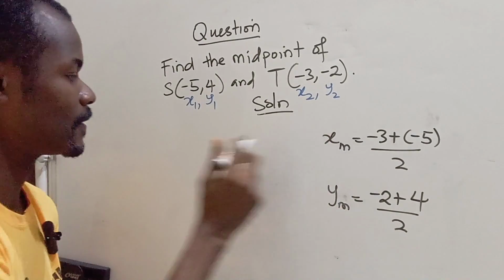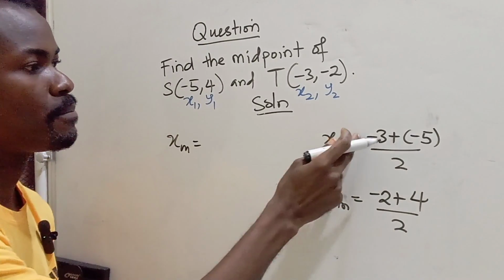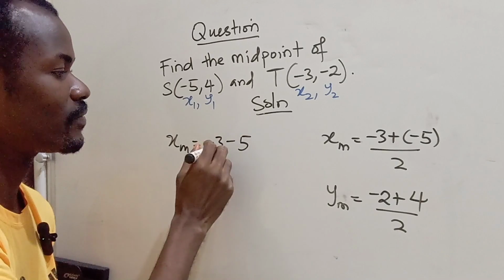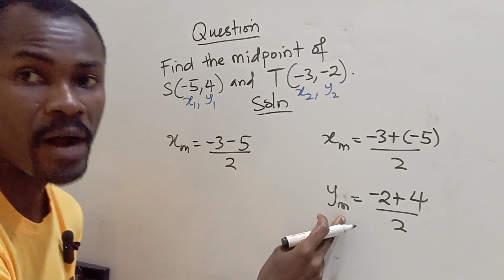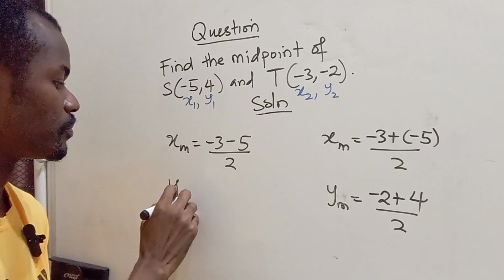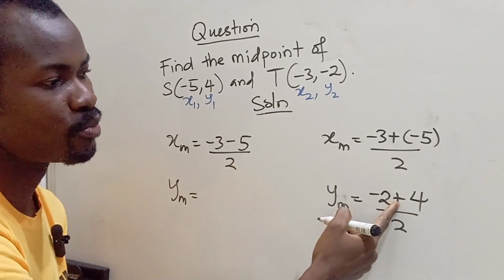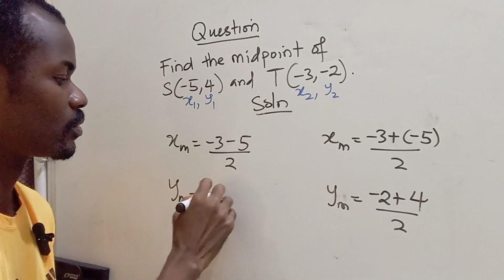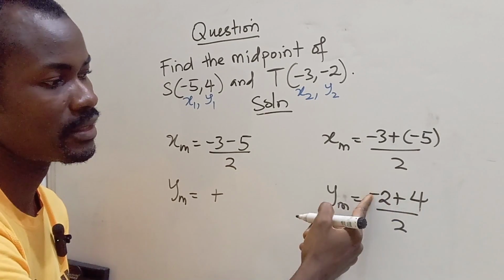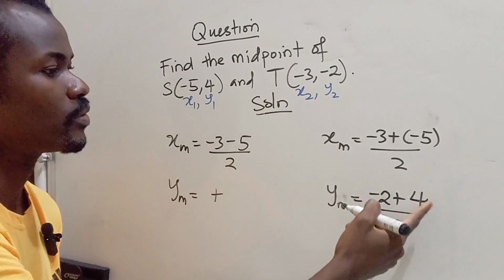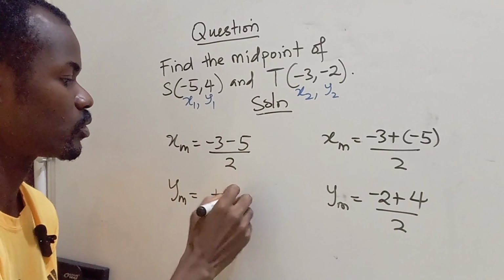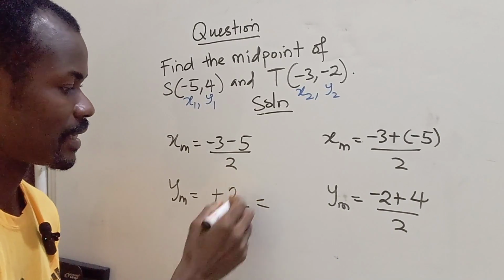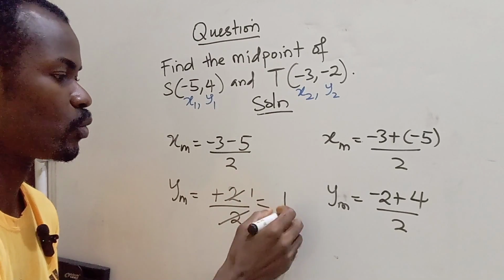For x midpoint, we have minus 3 plus minus 5. Plus times minus is minus, so we have minus 5 divided by 2. For y midpoint, we have minus 2 plus 4. I'll pick plus since 4 is greater, and we subtract since the signs are not the same. So 4 minus 2 gives us 2, divided by 2. This cancels out, 1 and 1, so our answer here is 1.